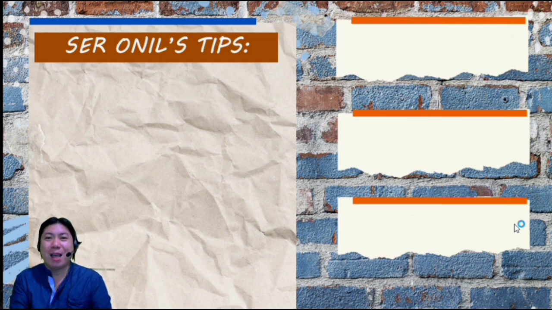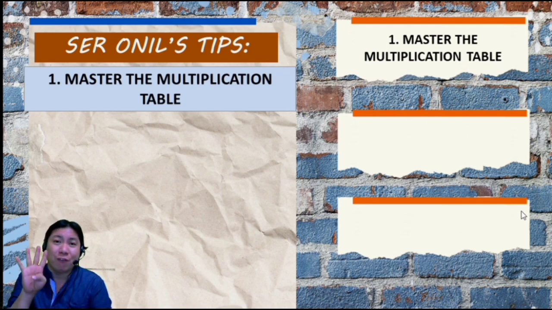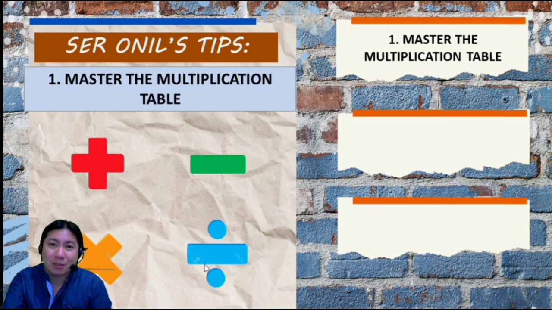Tip number 1. Master the multiplication table. Mastering the multiplication table is very important when it comes to division. Bakit? Di ba we have 4 fundamental operations? So, we have addition, subtraction, multiplication, and division. Itong dalawa na to, itong ating addition at saka subtraction, sila yung mag-best friends sa apat. They are very much related to each other. Well, on the other hand, ito namang dalawa na to, the multiplication and division, sila naman yung mag-beshi.